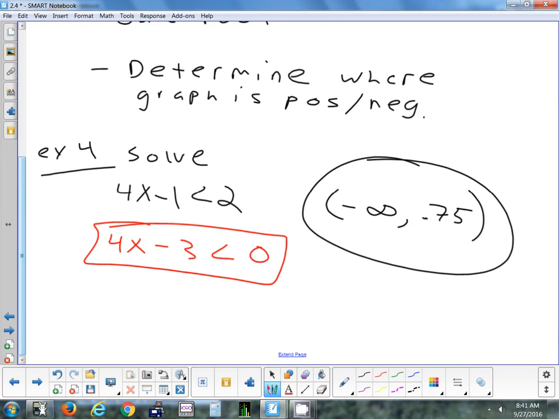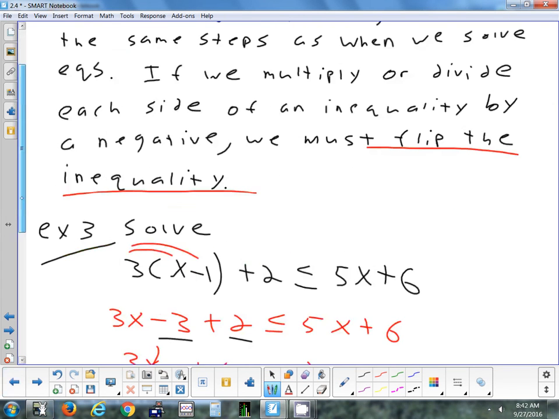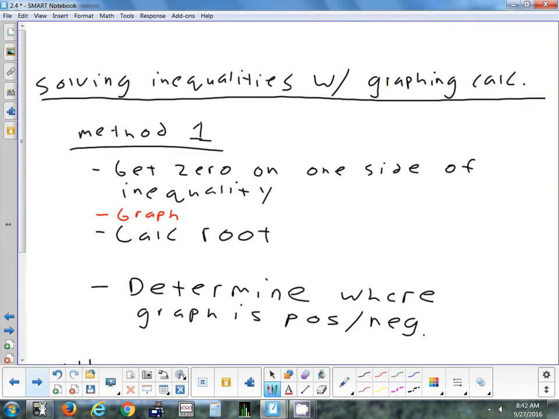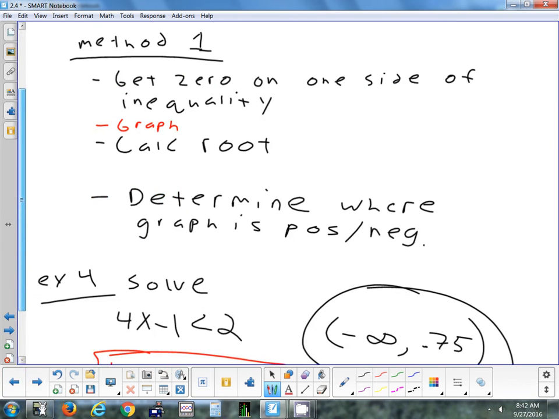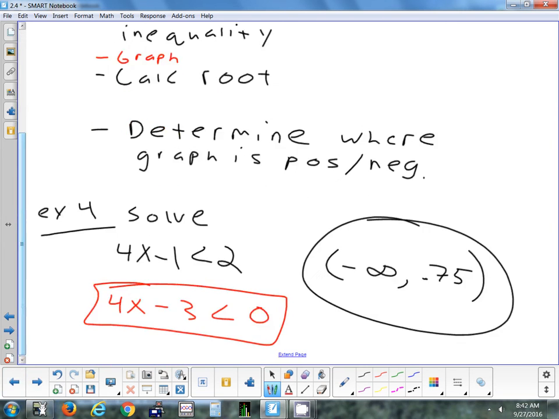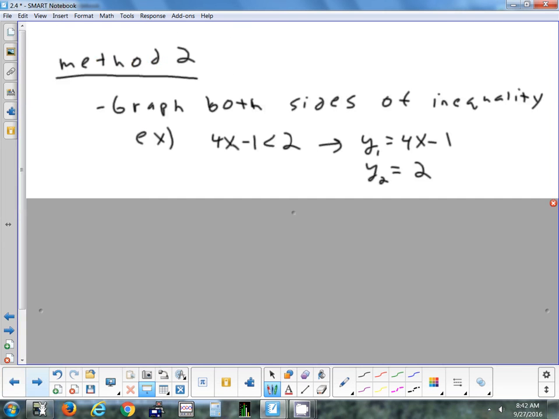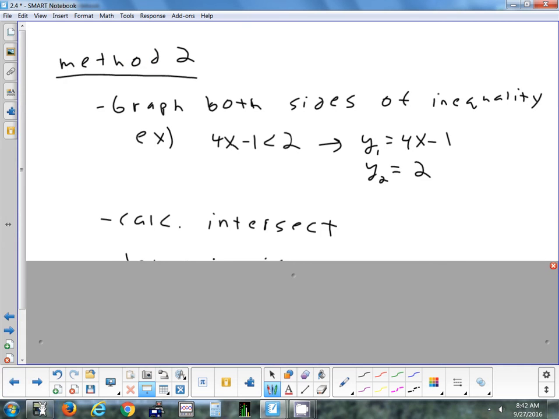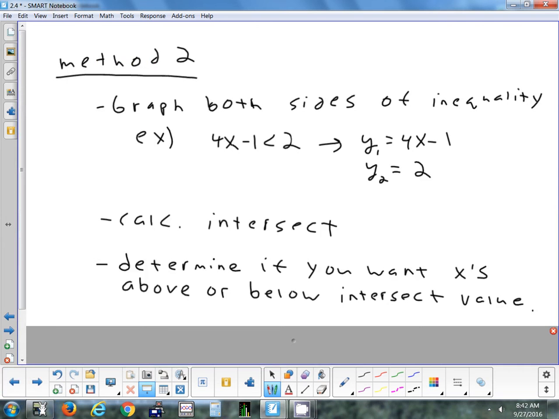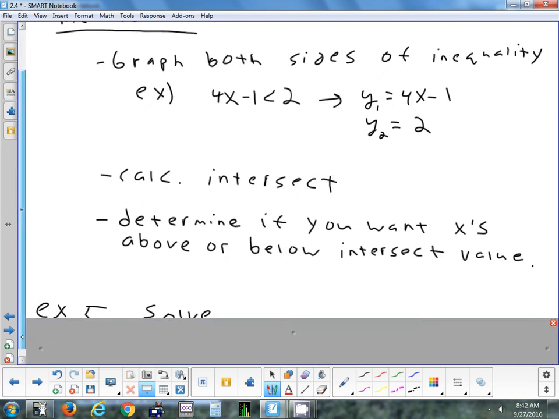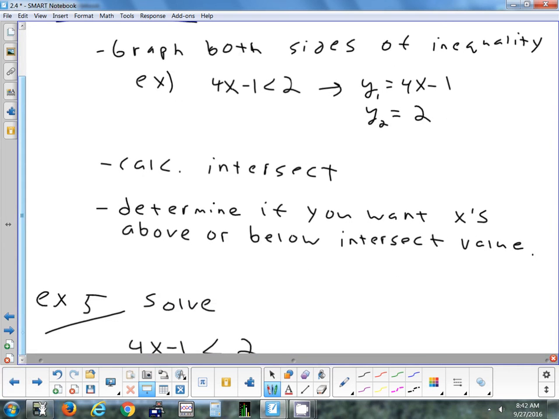Okay, so that's one method. The steps: get 0 on one side, graph it, find the root. Then we're looking at where the graph is positive if it's greater than 0, or negative, like it was in this problem, because it was less than 0. The second method is just to graph both sides of the inequality the way it is. And instead of looking for a root, we're going to look for an intersect. Once we get that intersect, we look for either where the x's are above that intersect or below it.